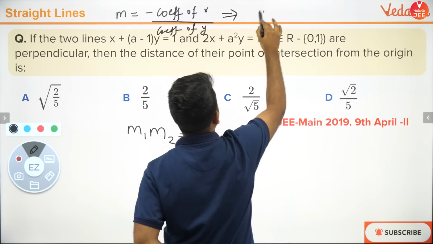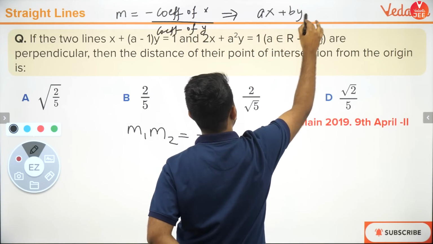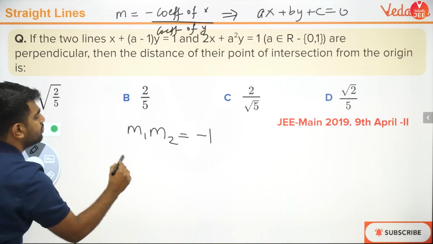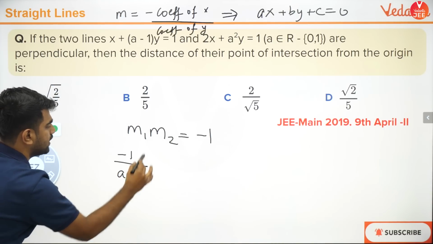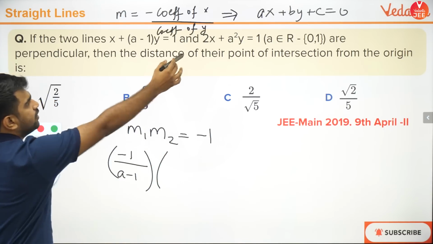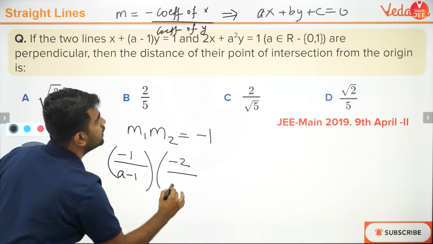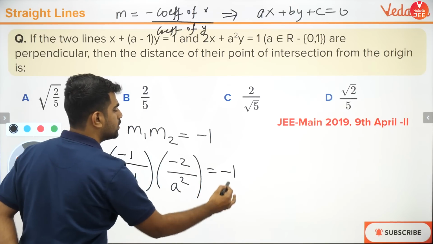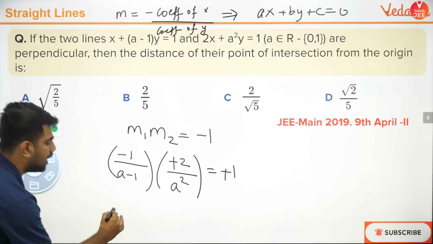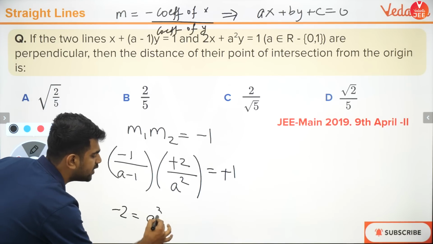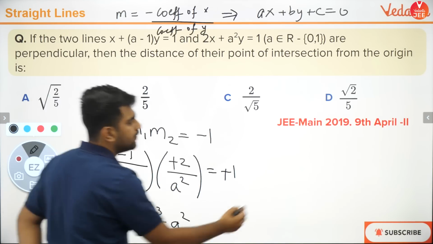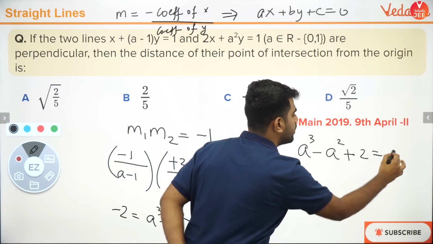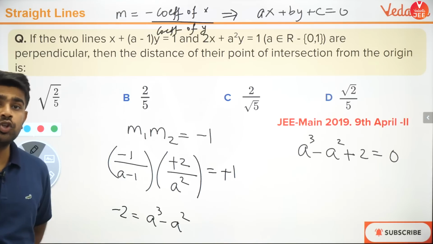This is the slope for a line ax + by + c = 0. So now the slope of this line will be -1/a, and -1 into the slope of this line will be what? -2/a². That will be equal to -1. So -1 will go off. You will have -2 = a³ - a². If I take it to the other side, I'll get a³ - a² + 2 = 0.